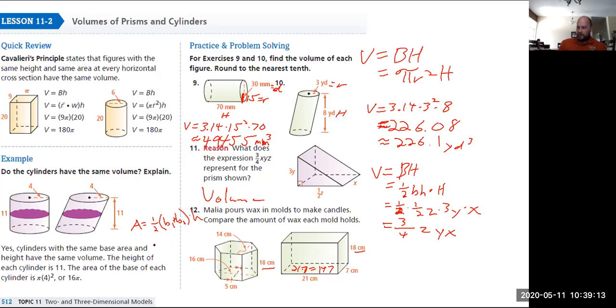And I'll show you a second way that you could do this, but on this problem, base 1 we can say is 5. Base 2 would be the 16 across. And the height, well, if we look at this, 14, that's for both of those all the way across. So half of that would be 7. All right, now we have 5 plus 16, that's going to be 21. 21 divided by 2 is 10.5. So we have 10.5 times 7.